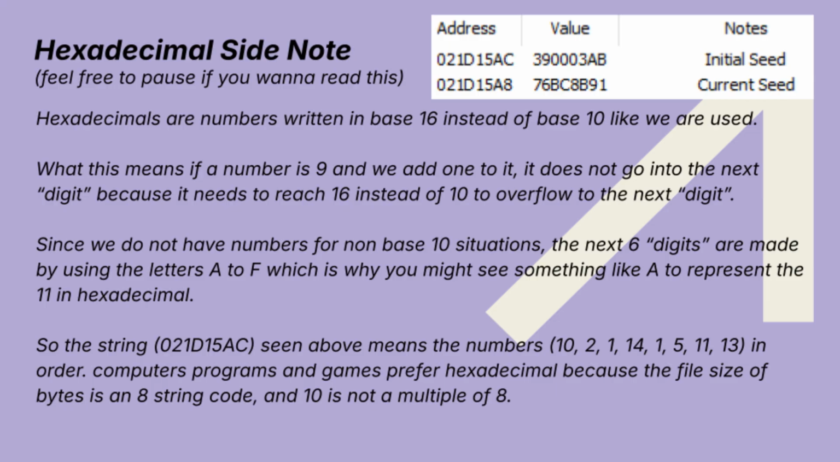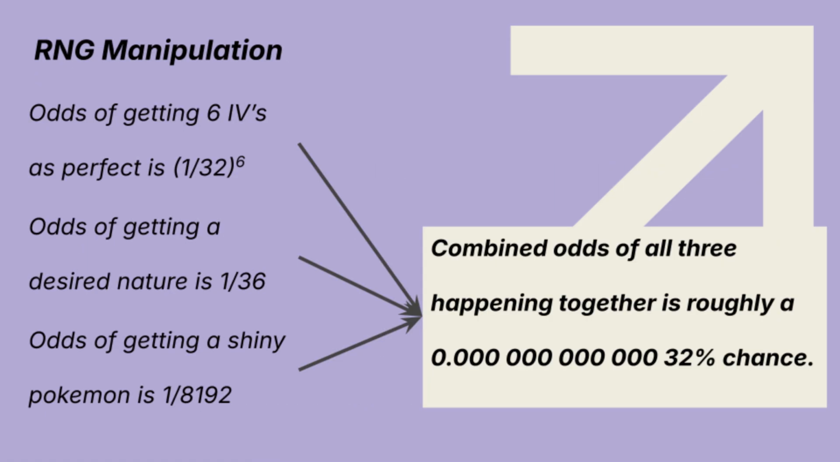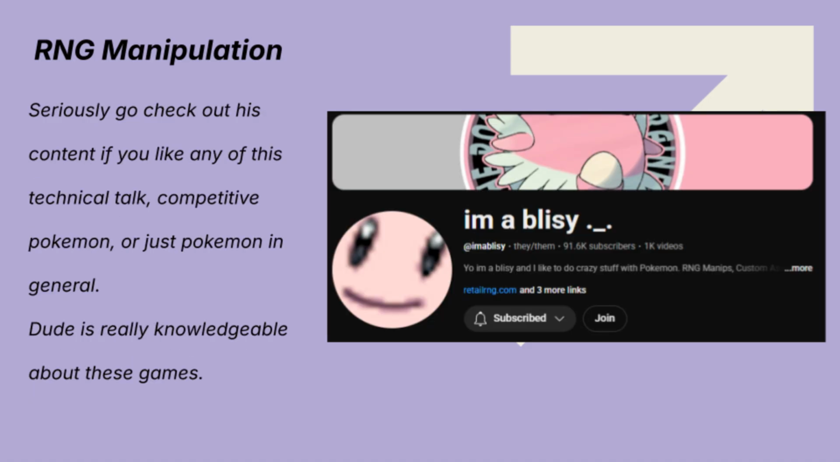There are many resources going over how knowing this information still allows us to manipulate the RNG and guarantee certain results, like for example a shiny Pokemon with 6 perfect IVs in a specific nature, which would otherwise be a 0.0000000000032% chance. I'll put a link to I'm a Blissy's channel and video in the description, as I think they have a great set of in-depth videos for people interested in some more of the details of Pokemon RNG manipulation.